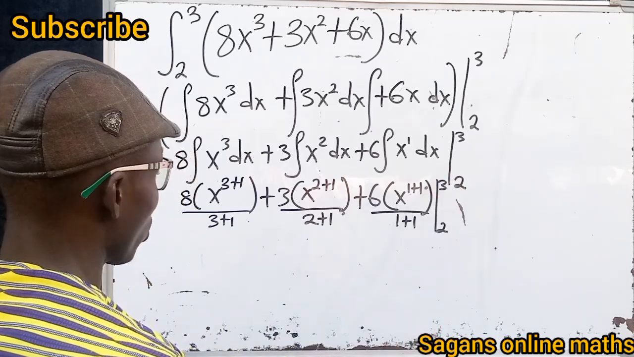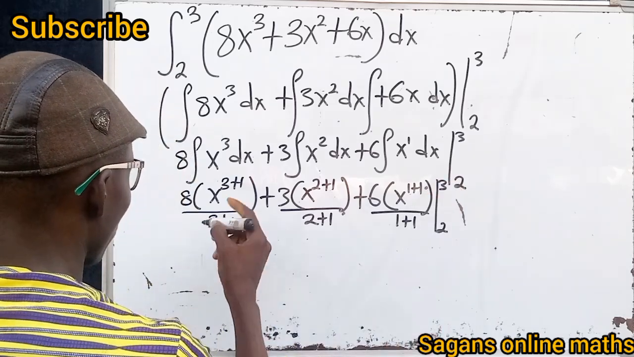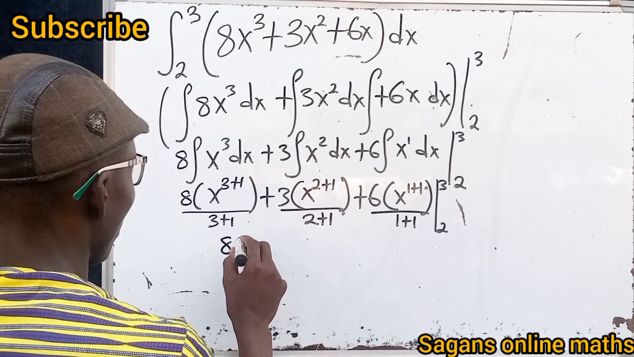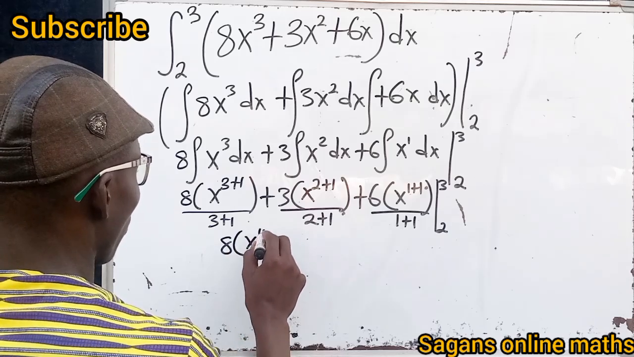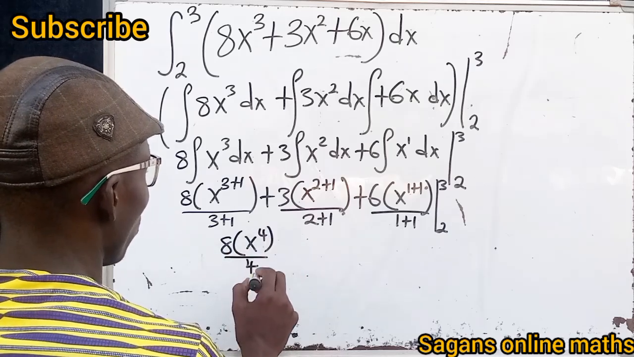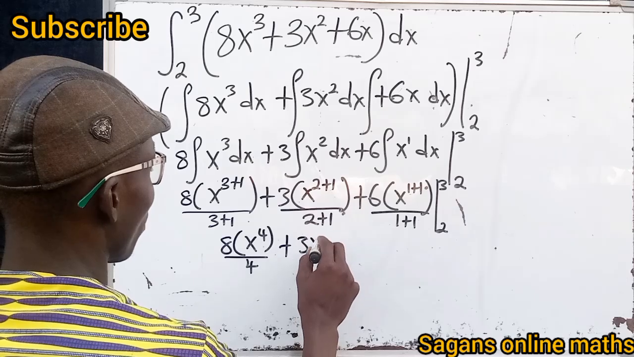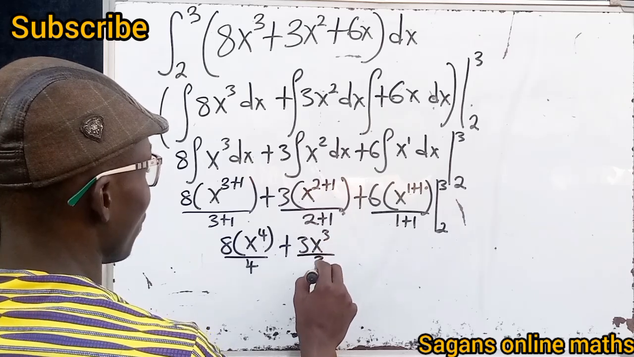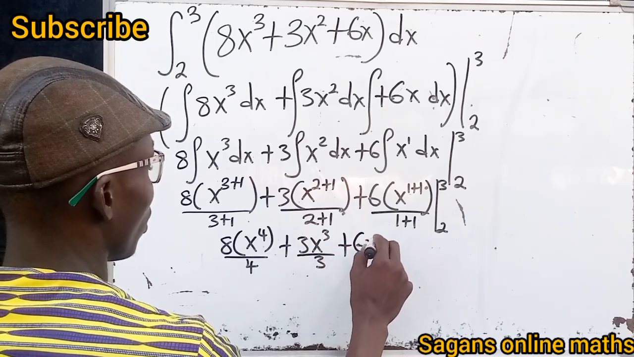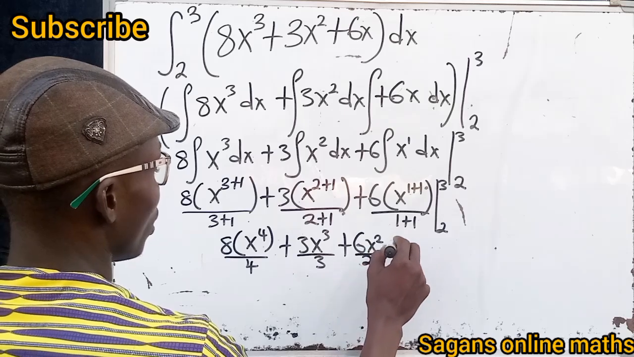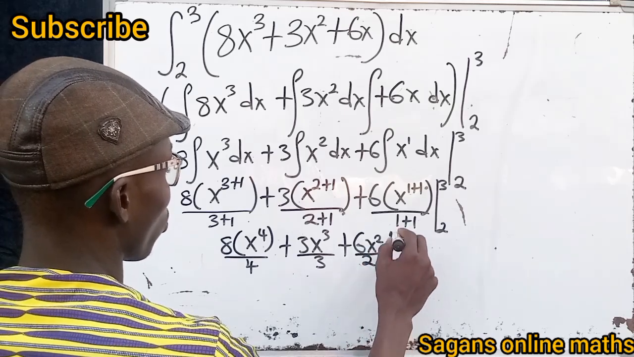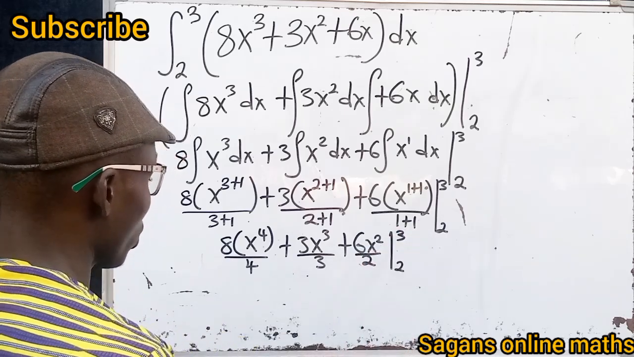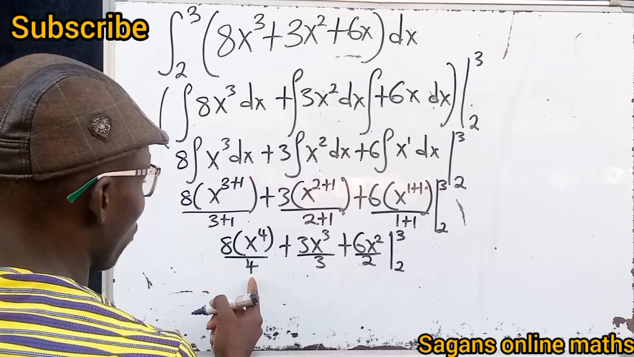Wow, this is interesting. Now let's simplify this. We have 8 times x to the power of 4 divided by 4, plus 3x to the power of 3 divided by 3, plus 6x squared divided by 2, with boundaries from 2 to 3. Now 8 divided by 4 gives us 2.